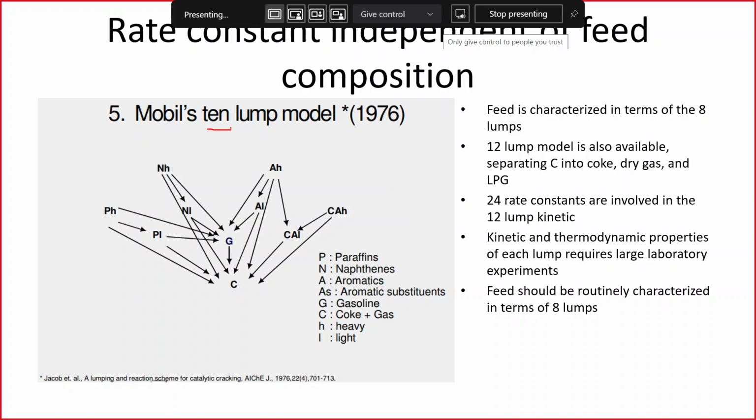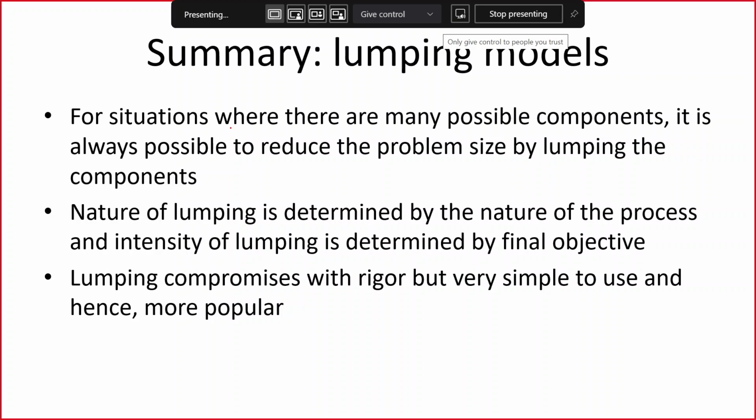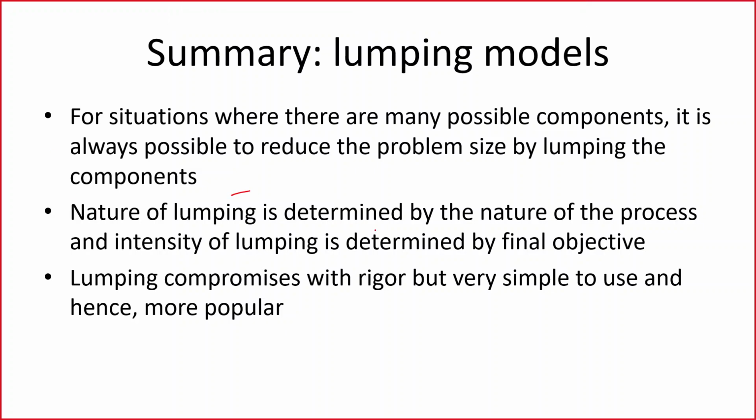Yeah, this is what the approach is. So basically they simply try to simplify the problem by lumping the components. Why do they want to simplify the problems? So that they can apply this in terms of yield functions, because they will need these yield functions to maximize or to model the whole refinery, as we will see later on in the next classes. And then the lumping is determined by the nature of the process, basically what they want to see.